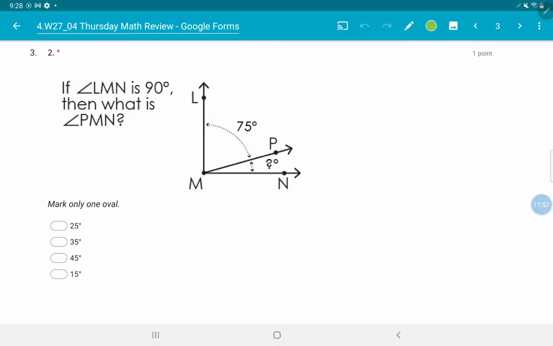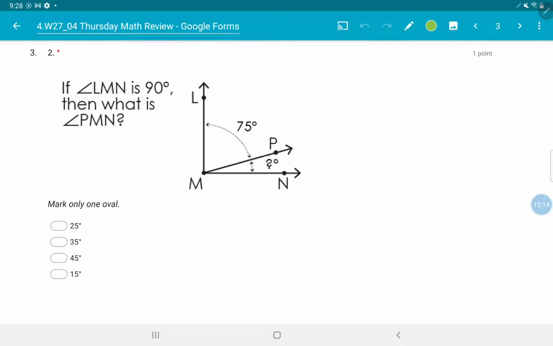Oh yes. All right, so let's look at this angle. It says if angle LMN is 90 degrees, so from point L to point M and over to point N, that makes a 90-degree angle.